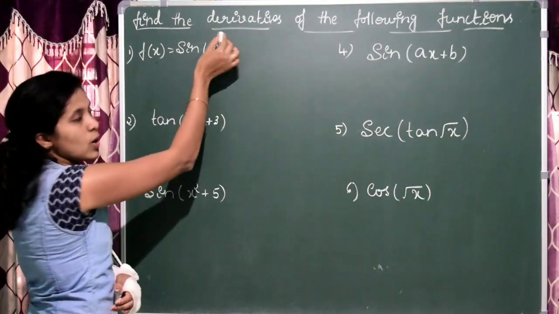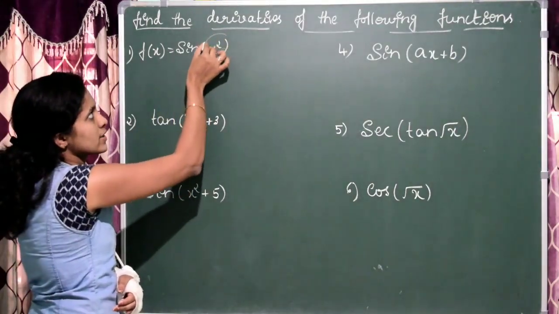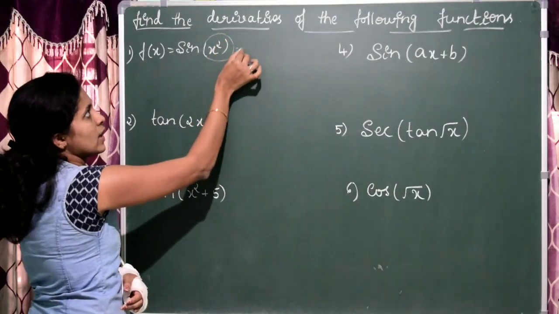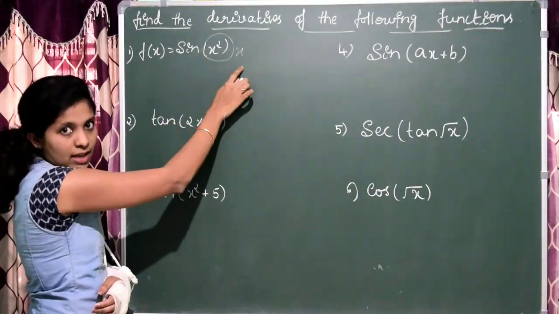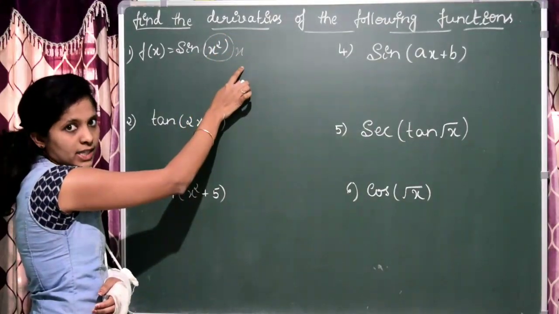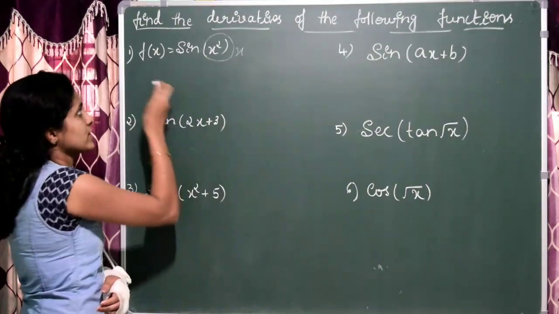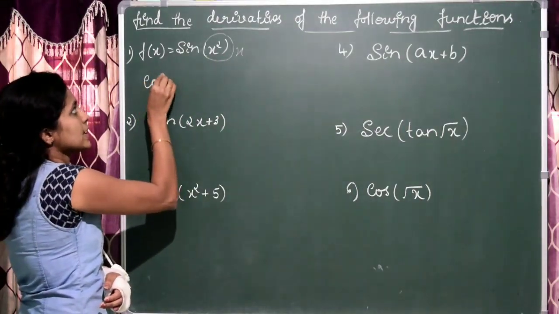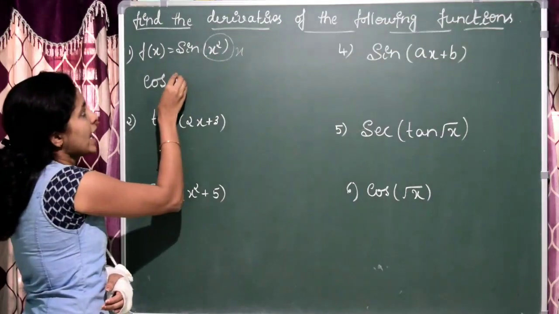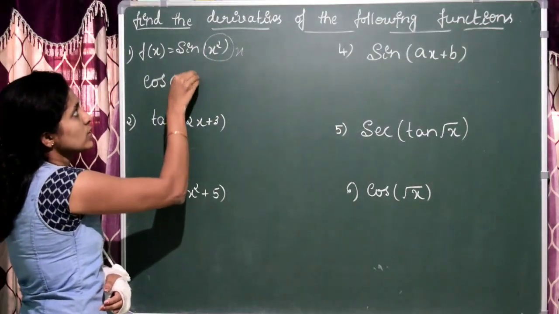Sin x square. What you have to do? First you have to consider this function as x. Now it's of the form sin x. Then you have to find the derivative of sin x. What is the derivative of sin x? Derivative of sin x will be cos x. But in the place of x, here we have x square. Is it clear?